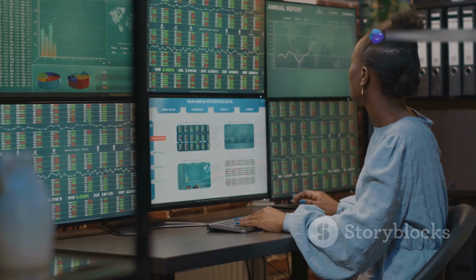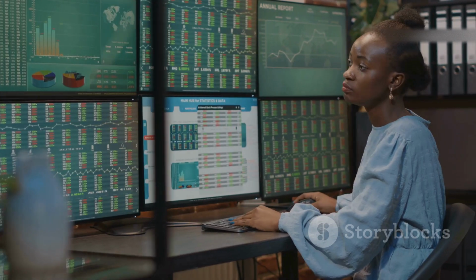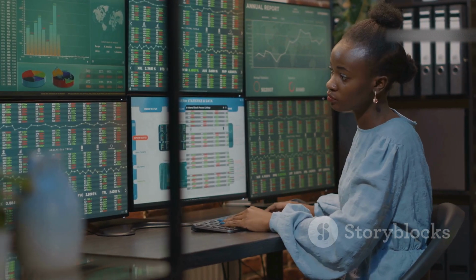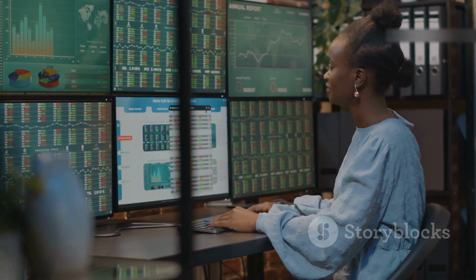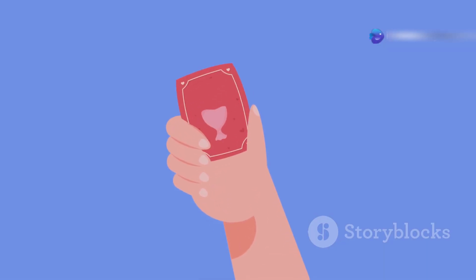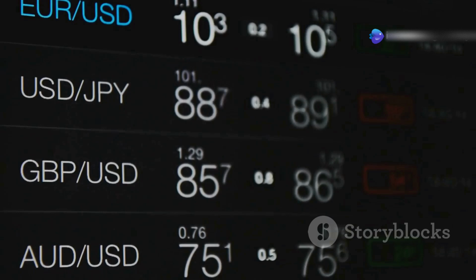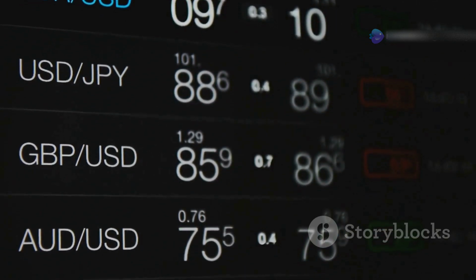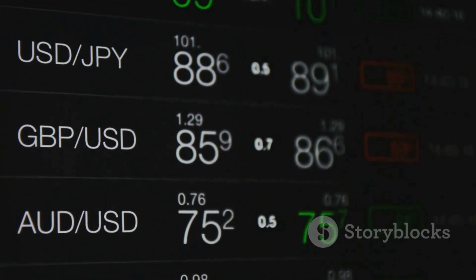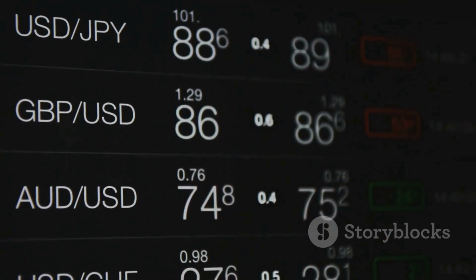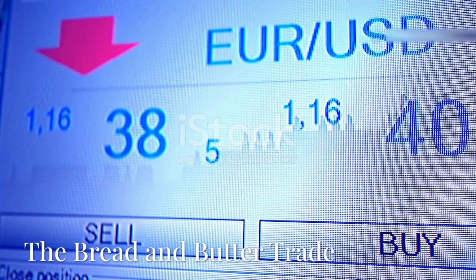You need to start with pairs that are a little more beginner-friendly, pairs that won't give you a heart attack every time you check the charts. And that's exactly what we're going to cover today. In this video, I'm breaking down the top 5 currency pairs that are perfect for beginners, explaining why they're a good choice and what you need to know to start trading them.